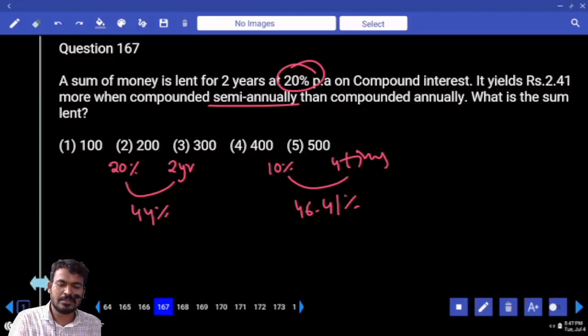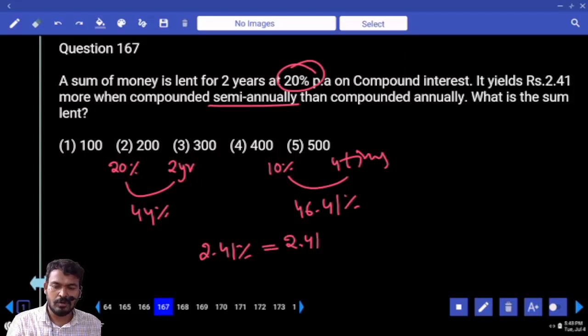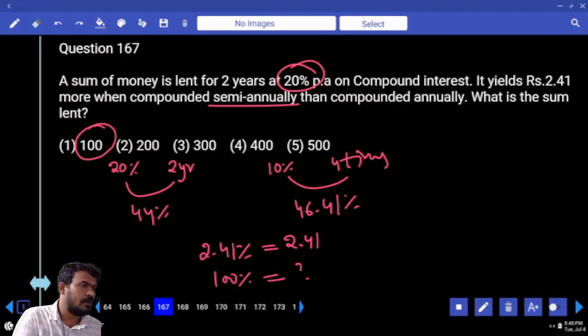How much percent are we additionally getting? 2.41%. That is equal to how many rupees? 2.41. What is the question here? The sum value. How much percent do we need? 100%. What is the answer? 100. Compound interest basic points: 10% for 2 times is 21, 10% for 3 times is 33.1, 10% for 4 times is 46.41, 20% for 2 times is 44.